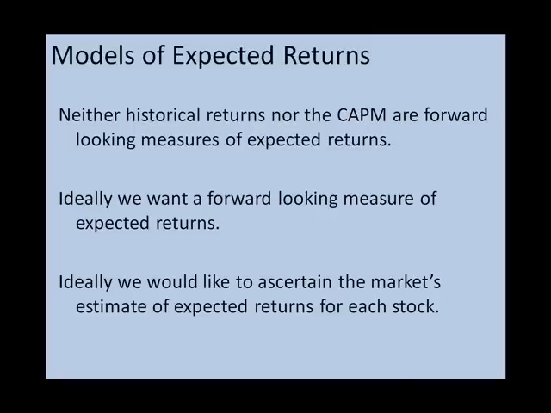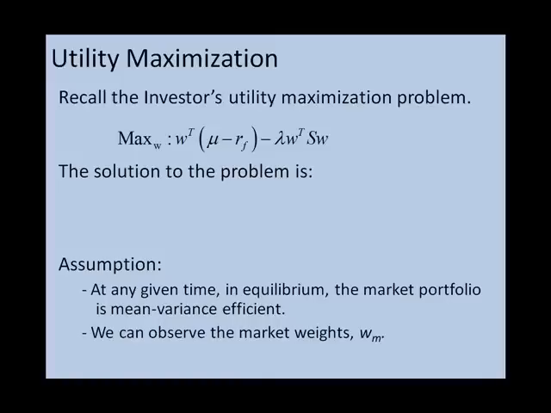Two researchers who worked at Goldman Sachs, Black-Litterman and Fisher-Black, came up with an idea. And the idea was based on the investor's utility maximization problem. We saw that all investors try to maximize their expected utility, and their expected utility is defined by this utility function. And what we solved for was the weights. We wanted to find the optimal weights that would maximize expected utility for an investor.